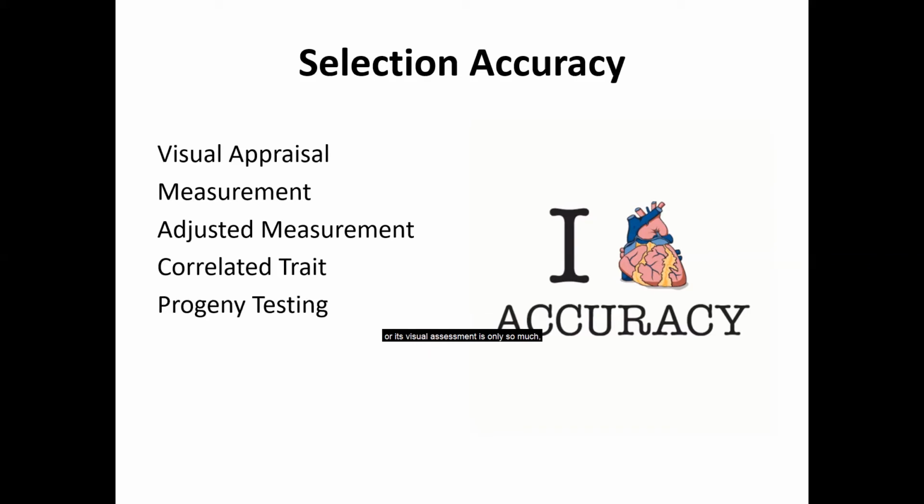Okay, next on the level of selection accuracy is progeny testing. Looking at an individual's own merit and its measurements or its visual assessment is only so much, because what really matters is what that animal's offspring look like or how they perform. So progeny testing, which became very common by the 1950s, is certainly a good way to get a better estimate of an animal's breeding value than just looking at the animal itself.